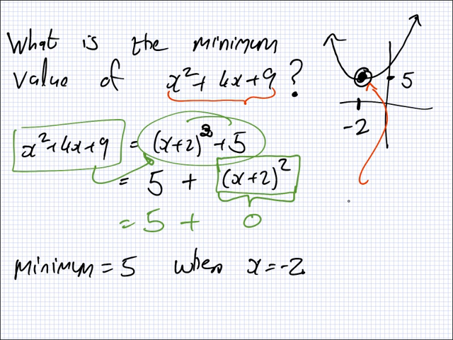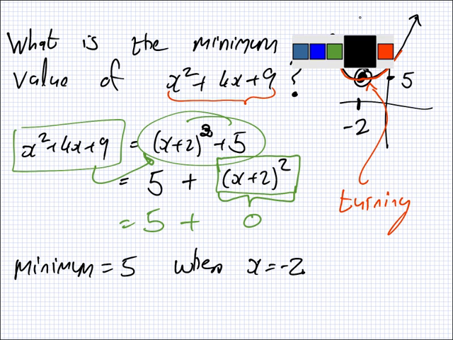It's a minimum point, yeah. It also has another name. It's called the turning point, because when you think about it, it's the point where the graph turns. It's going down, now it's going back up. Yes, we'll do that much later.